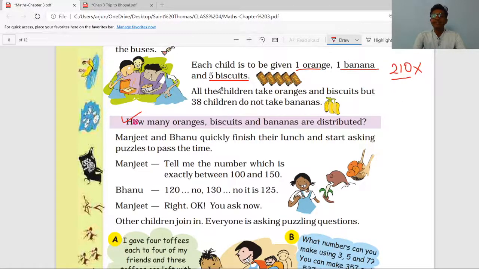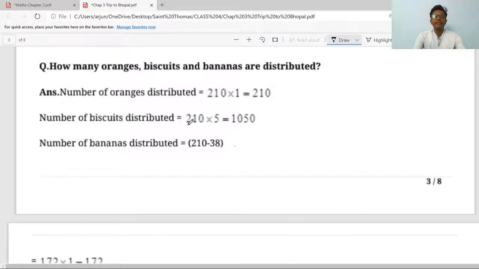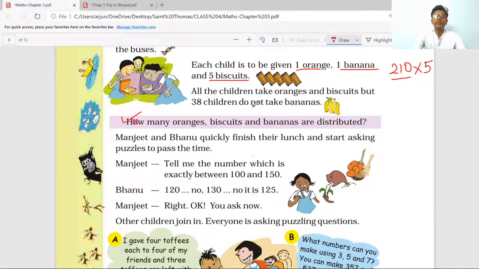Now talking about biscuits. How many biscuits are distributed? 5 per child. So you have to multiply 210 by 5 and you will get 1050 biscuits. 1050 biscuits are distributed.